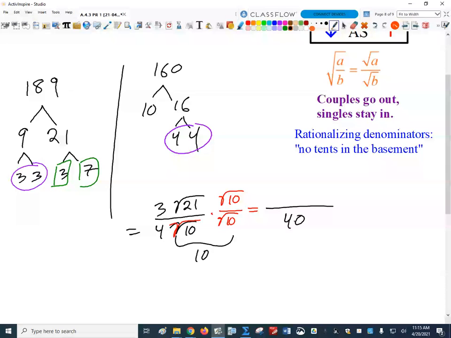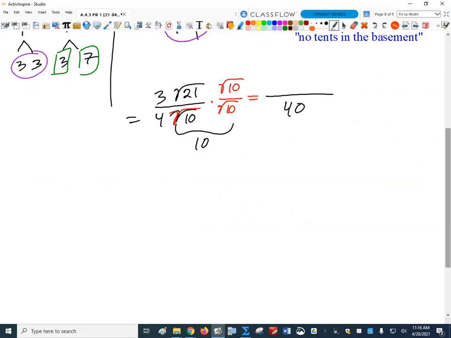So on the top, I get 3 times the square root of 21 times the square root of 10. Okay, the only thing we have to think about here is, are there any couples that we need to pull out? And there aren't. How could we check? I already have a square root of 21 times a square root of 10. Those are like branches of some bigger number, right? Those are like factors of some bigger number. So if I break the 21 down a little bit further, I get a 3 and a 7. The 10 gives me a 2 and a 5. Those are all singles, right? No couples. So everything is going to be stuck inside the radical.